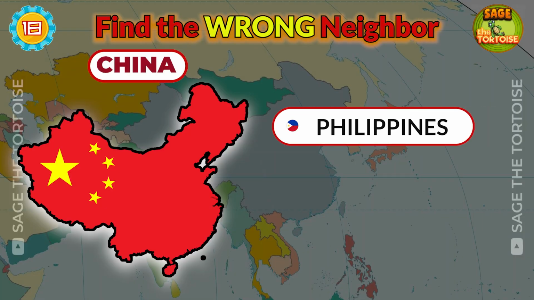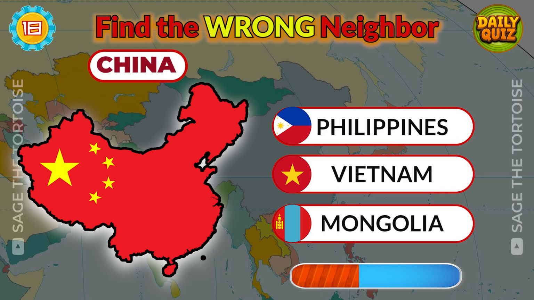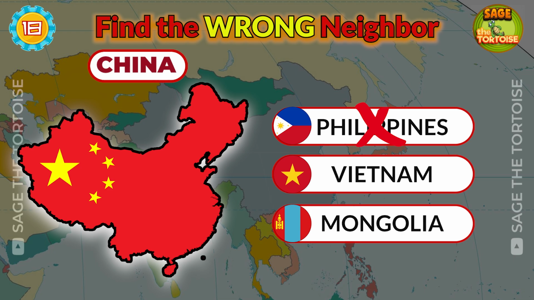China borders the Philippines, Vietnam, and Mongolia. Which one is wrong? The answer is Philippines.